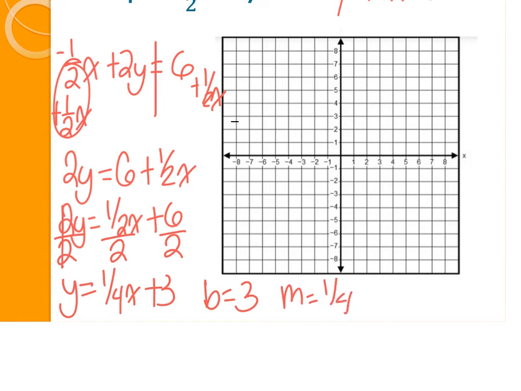I'm going to plot my 3. Go up 1, and then go over 1, 2, 3, 4. Then down 1, and over 1, 2, 3, 4. And draw my line.